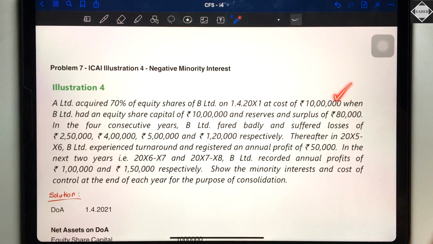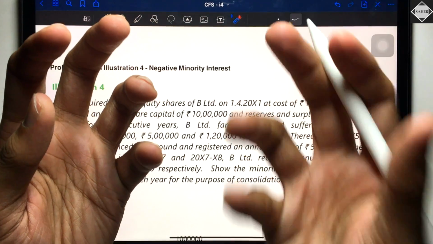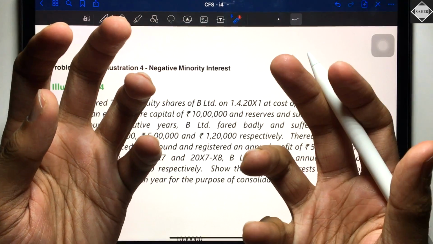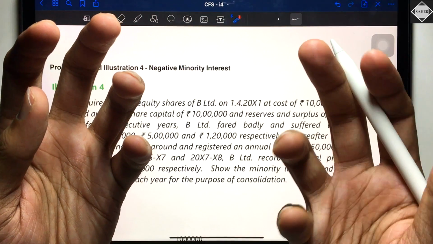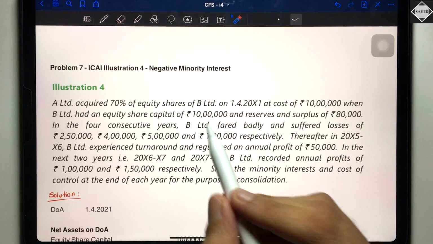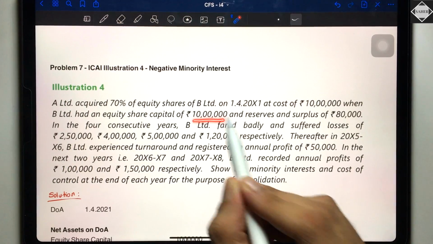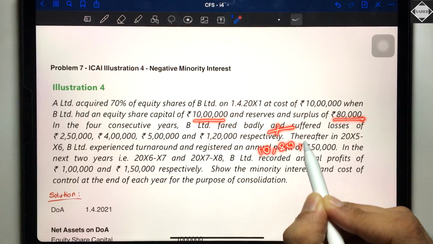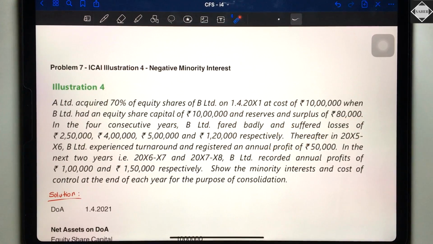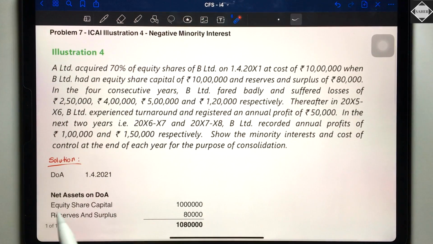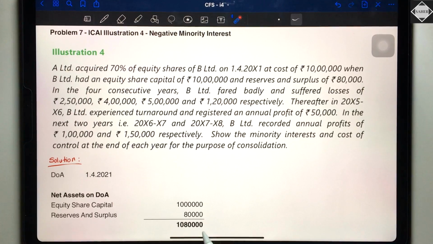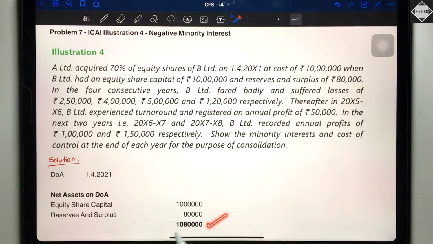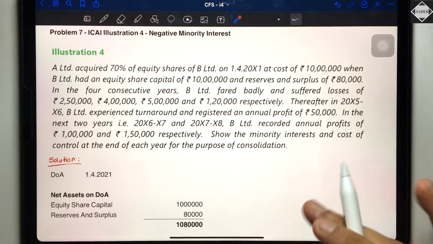That's 10 lakh. Fine. How much net asset did the holding company get of the subsidiary? 70% of the net assets. But what are the net assets of the subsidiary on the date of acquisition? 10 lakh and 80,000. If you add these two, you get 10 lakh 80,000. Isn't it? This is the net assets on the date of acquisition: equity share capital plus 80,000 reserves and surplus, that's equal to 10 lakh 80,000. Clear?